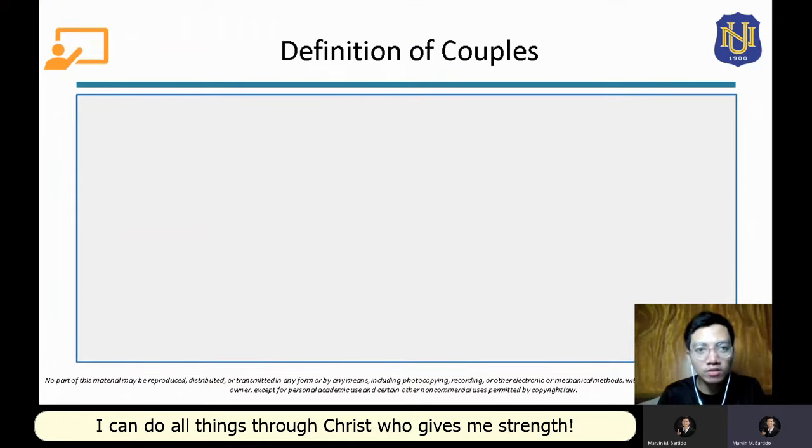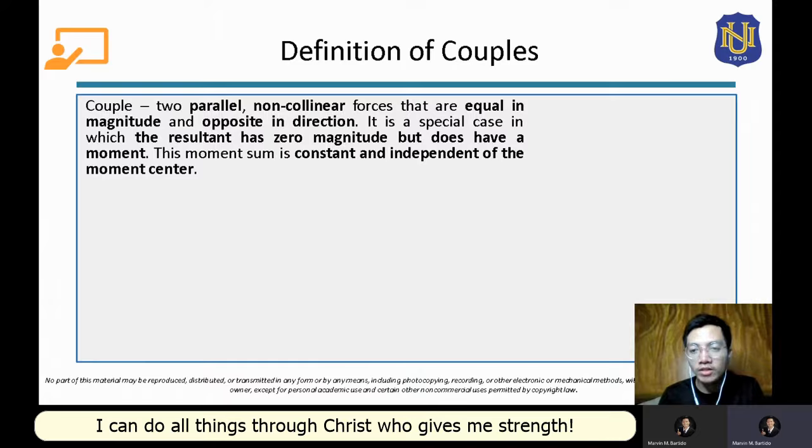So let us define couples. A couple is two parallel, non-collinear forces that are equal in magnitude and opposite in direction. It is a special case in which the resultant has zero magnitude but does have a moment. This moment sum is constant and independent of the moment center. We are going to discuss these definitions one by one.